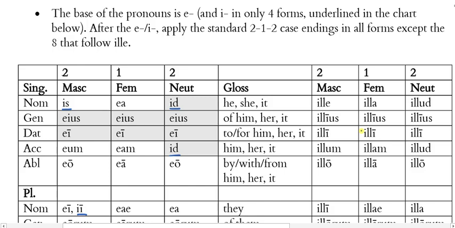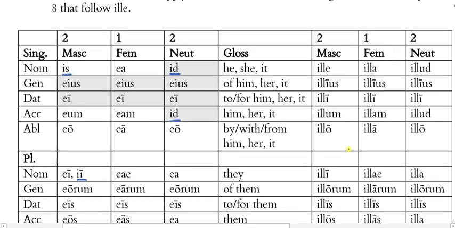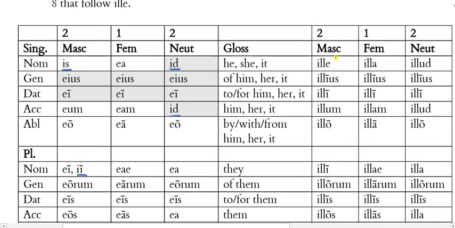After the base, i or e, what you're doing is applying the standard 2-1-2 case endings in all forms except those 8 that follow ille. So let's look at the forms. In the chart I've given you the forms of ille, illa, illud, so that you can just have them as a point of comparison. We won't read them. I just want you to see the similarities here. All right, so let's start with our nominative forms. We'll read across and cover all the nominative forms, so you can repeat after me.